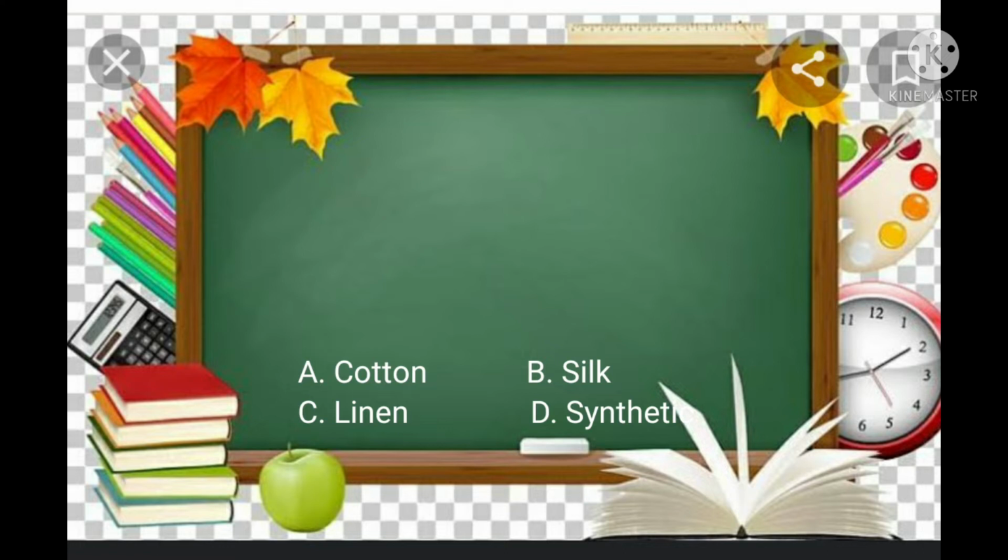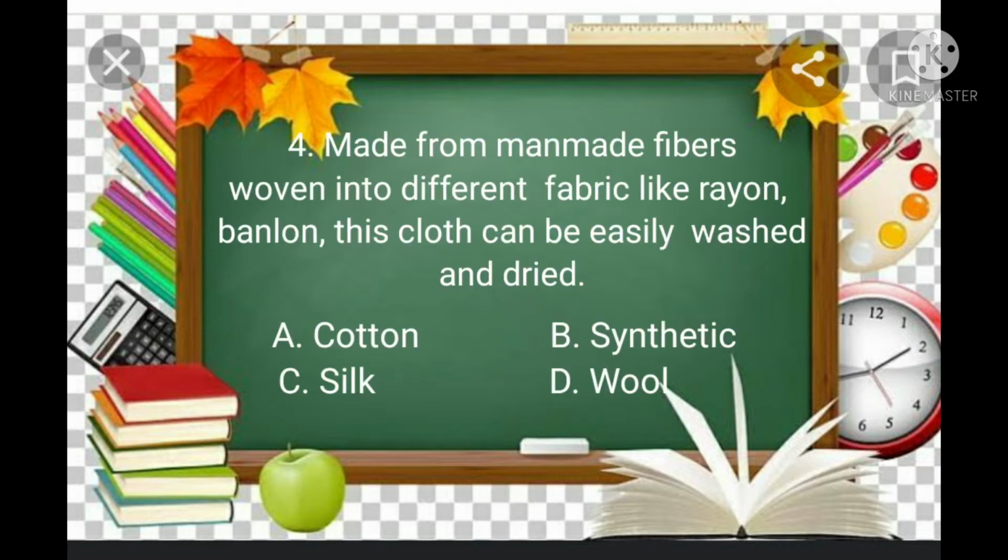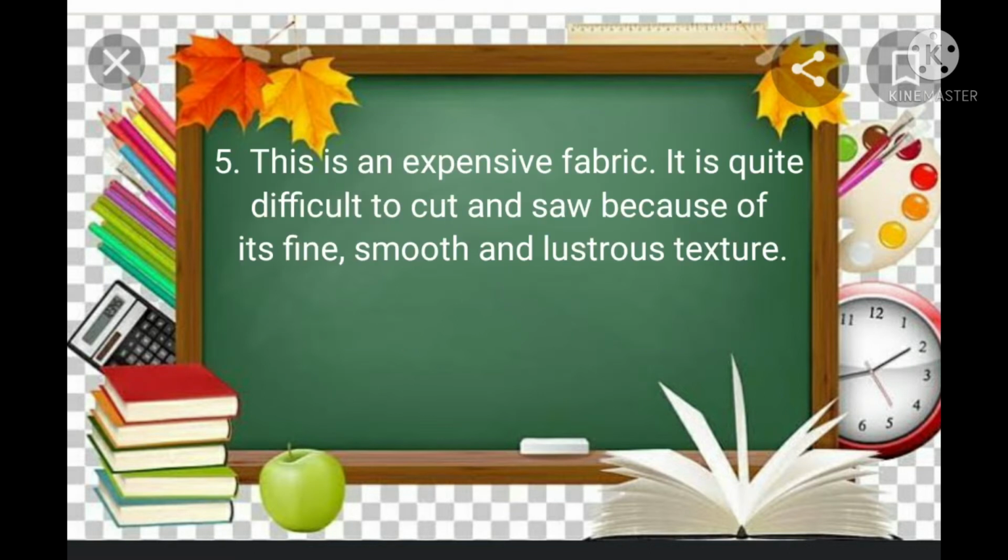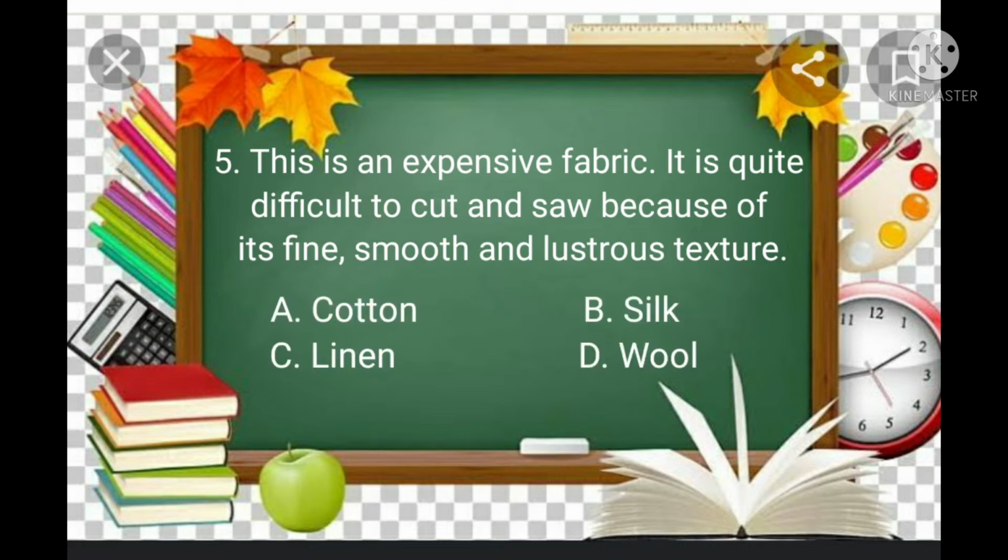A. Cotton. B. Silk. C. Linen. D. Synthetic. Number 4. Made from man-made fibers woven into different fabric like rayon, banlon. This cloth can be easily washed and dried. A. Cotton. B. Synthetic. C. Silk. And D. Wool. Number 5. This is an expensive fabric. It is quite difficult to cut and sew because of its fine, smooth, and lustrous texture. A. Cotton. B. Silk. C. Linen. D. Wool.